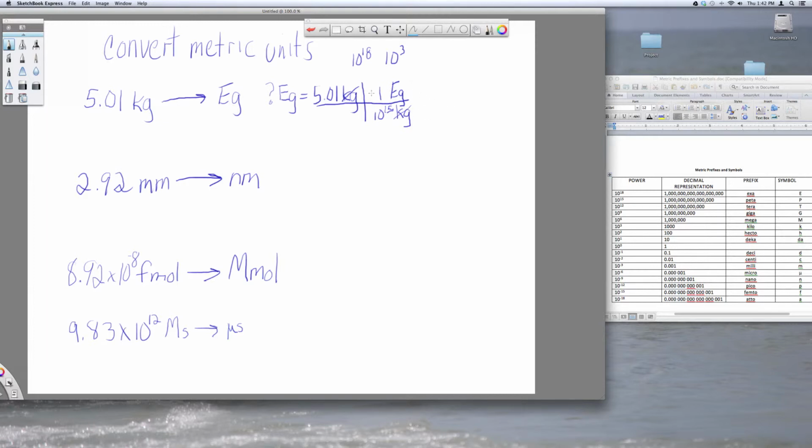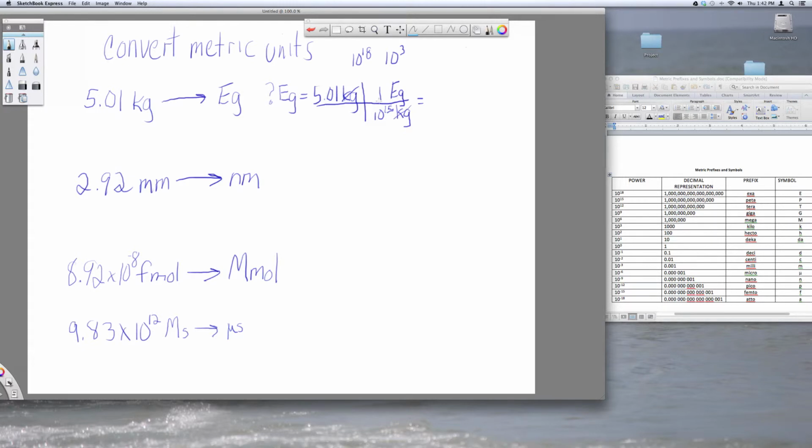So am I going to divide here or multiply? Well, look at my numbers. It's 1 on the top, 1 is the numerator, 10 to the 15th is the denominator. And if that's the case, I'm going to do 5.01 times 1, in other words, just ignore that step, divided by 10 to the 15th. So I'm going to get my calculator out, and you could do this by hand, but I'm going to go ahead and tell you how you do it on the calculator.